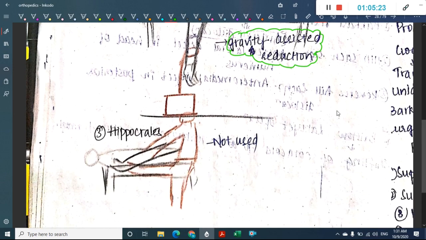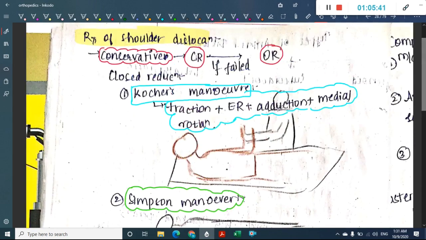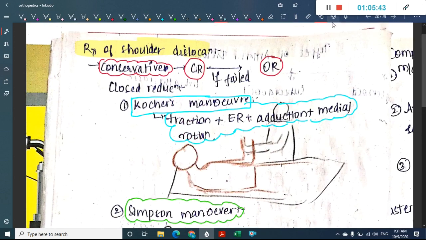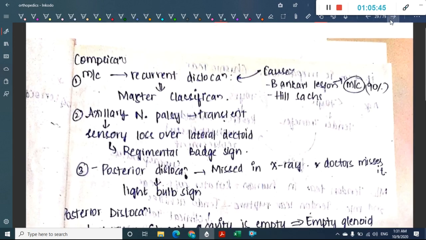Then the third one we have is Hippocrates maneuver, but this is not generally used. In Hippocrates maneuver, the surgeon puts his foot in the axilla of the patient and applies traction. Okay, so these are the closed maneuvers which you see in shoulder dislocation.